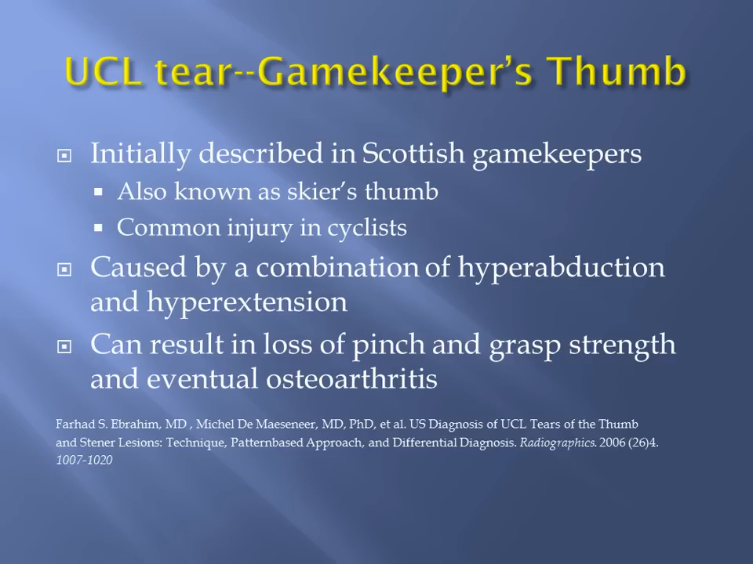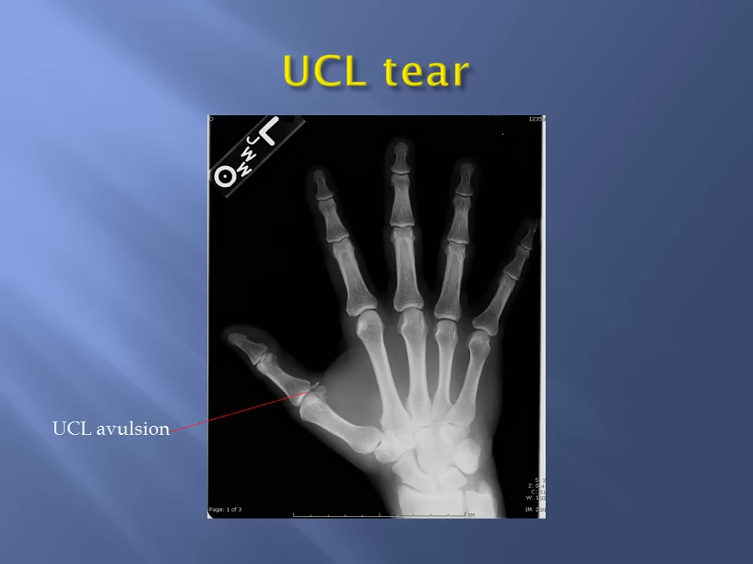Ulnar collateral ligament tear is also known as gamekeeper's thumb, as initially described in Scottish gamekeepers when they had snapped the neck of a rabbit between their thumb and forefinger. It is also known as skier's thumb, and is also a common injury in cyclists. It's caused by a combination of hyperabduction and hyperextension, and can result in loss of pinch and grip strength and eventual osteoarthritis. Here's a plain film of ulnar collateral ligament tear with an avulsion injury.